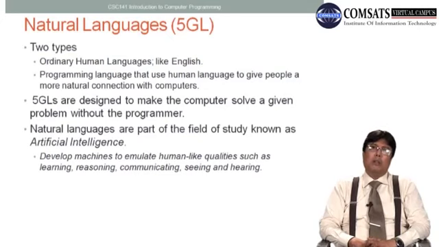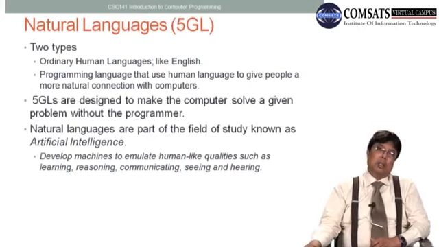But it requires artificial intelligence. It's very difficult to develop such languages. So develop machines to emulate human-like qualities such as learning, reasoning, communicating, seeing and hearing. So these natural languages are developing very slowly, as a lot of research work is being done in artificial intelligence.